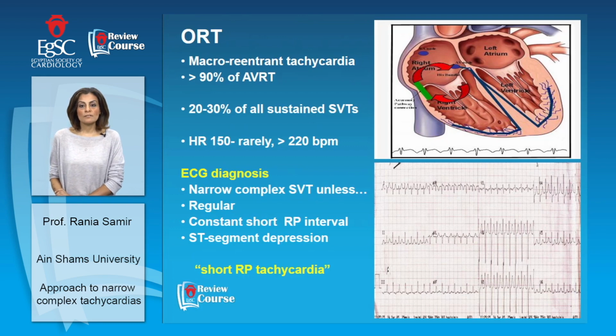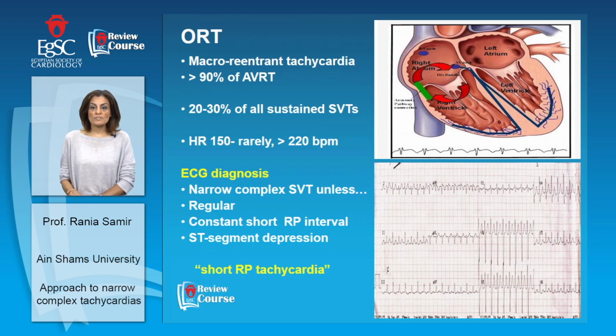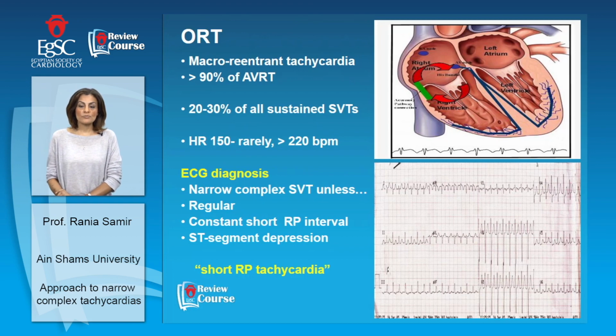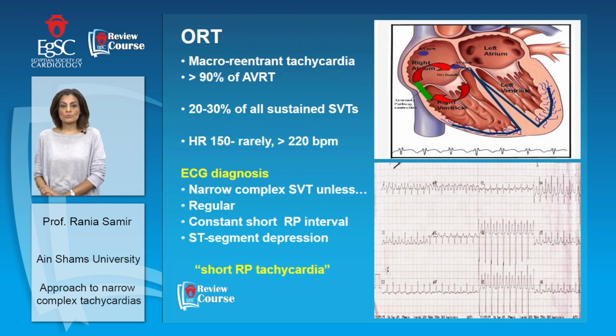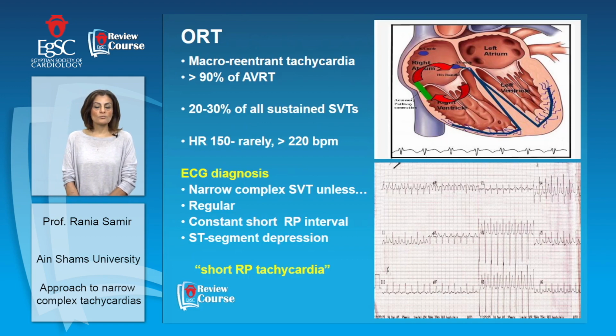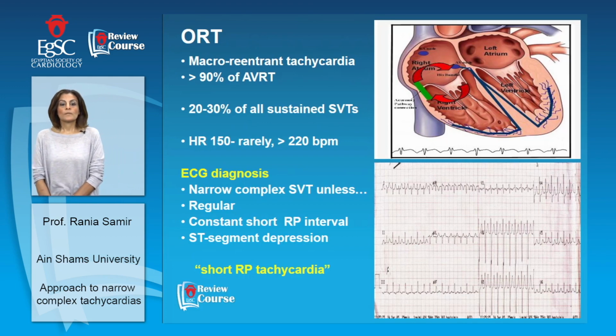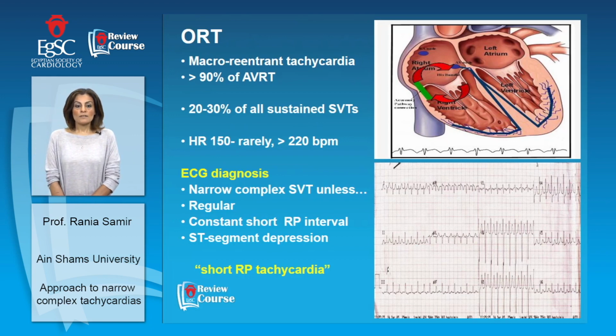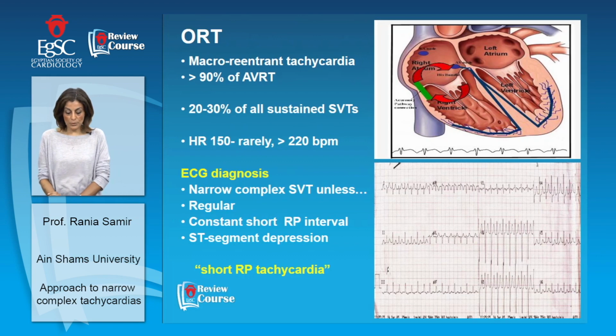And then the retrograde limb is the accessory pathway, so the impulse will conduct from the ventricle to the atrium, activating the atrium retrogradely through a rapidly conducting accessory pathway, causing retrograde activation of the atrium and a short RP tachycardia. As I said before, this tachycardia represents more than 90% of the AV reentrant tachycardia and represents 20 to 30% of all sustained supraventricular tachycardia. It's a very regular tachycardia because it's a reentrant tachycardia, ranging in rate from 150 to 220 beats per minute. And it's a short RP tachycardia, and usually it's associated with an ST segment depression.